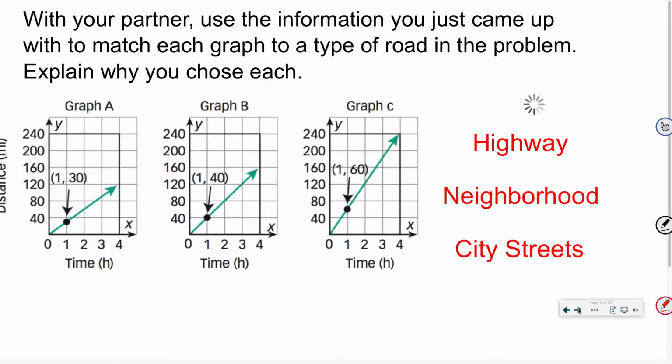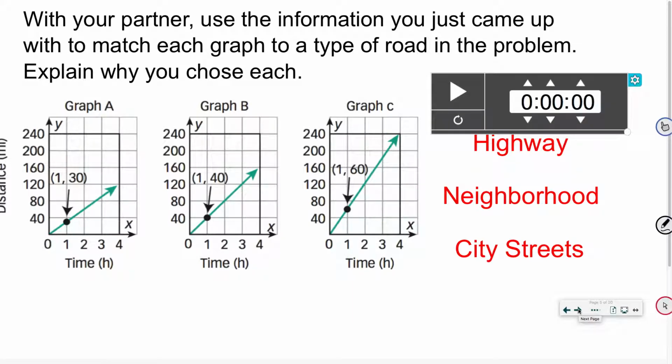So now, very quickly, and I don't even know if we'll time this, but take a look at the three graphs. Can you, with the people that you're sitting with, identify which graph represents highway driving, which graph represents neighborhood driving, and which graph represents driving on city streets? If you had to sort them, which one do you think, as a group, would relate to each graph? Take about a minute, figure out where we would put them.